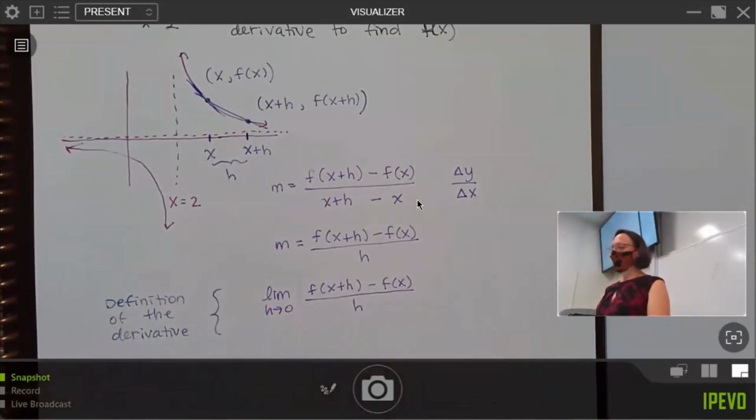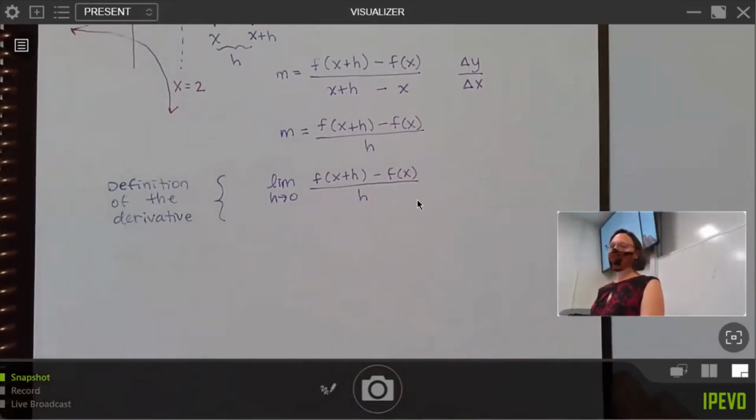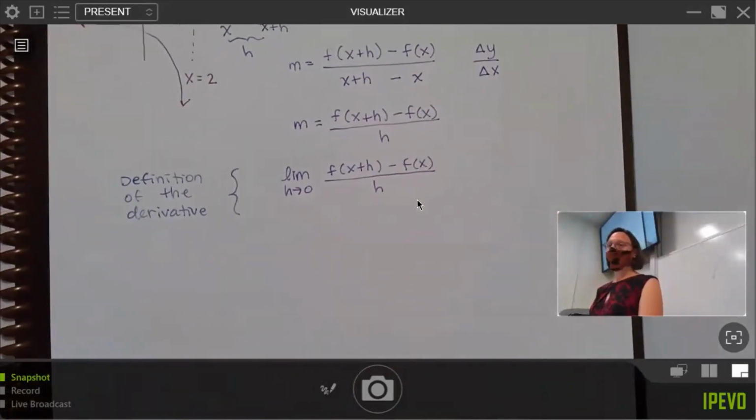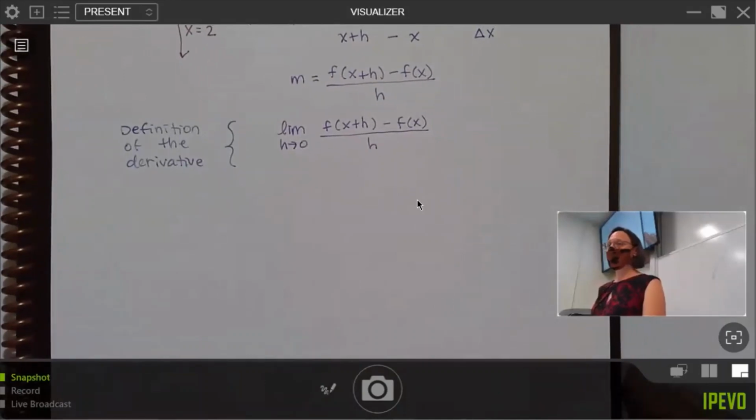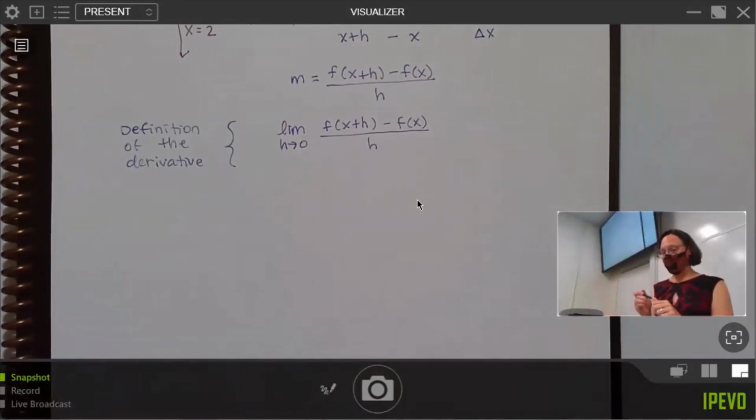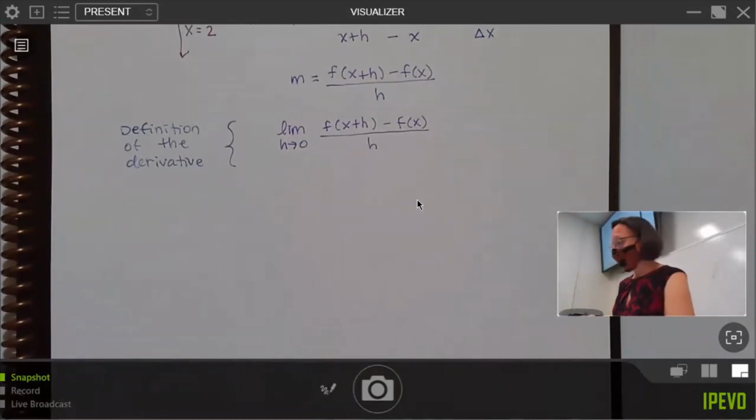You are totally welcome to swap out the h for a delta x. Like I said, it doesn't work well with my handwriting. I prefer to have an x and an h. So let's apply this to our function.